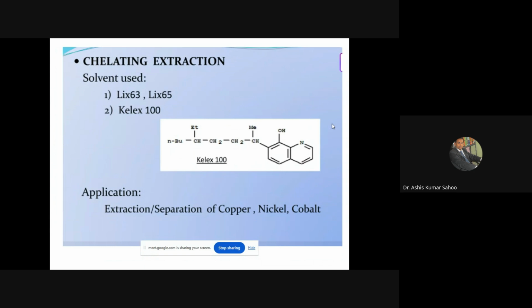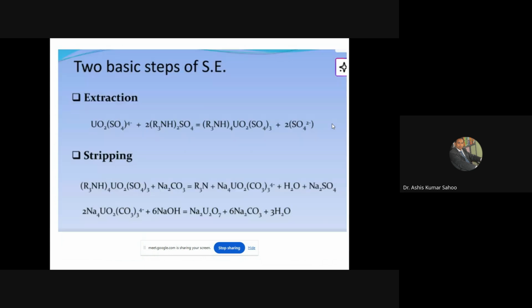In chelatic extraction, these are the solvents used. These are applied for the separation of copper, nickel, and cobalt. There are two basic steps in solvent extraction: one is extraction, and the other is stripping.